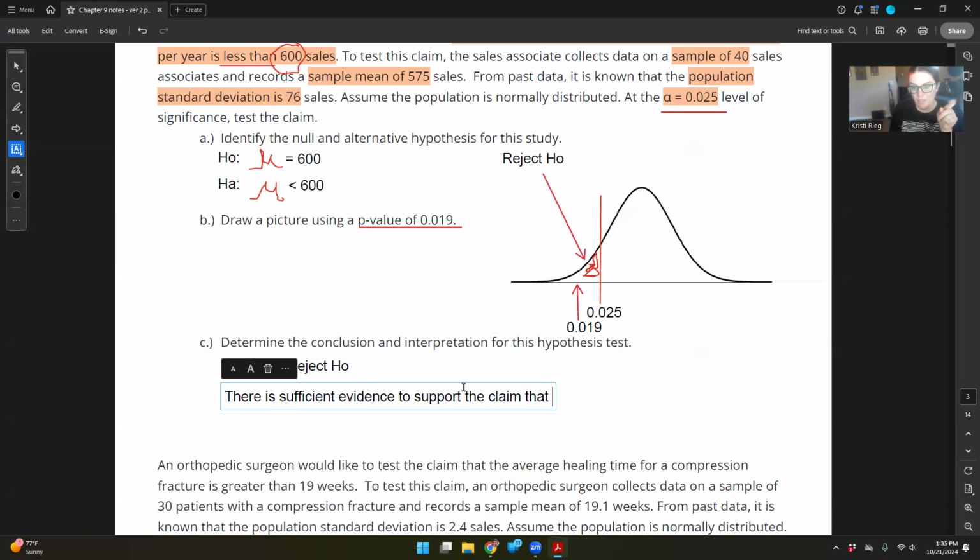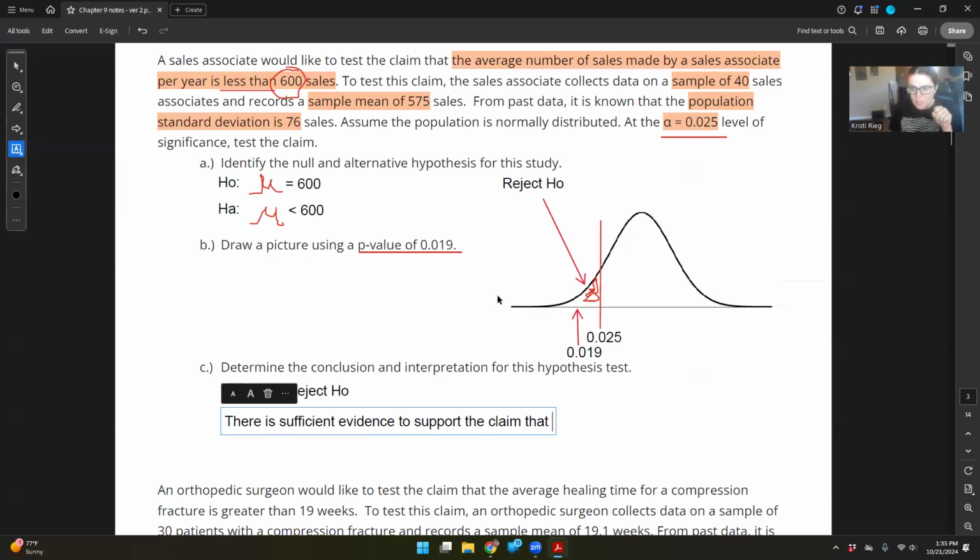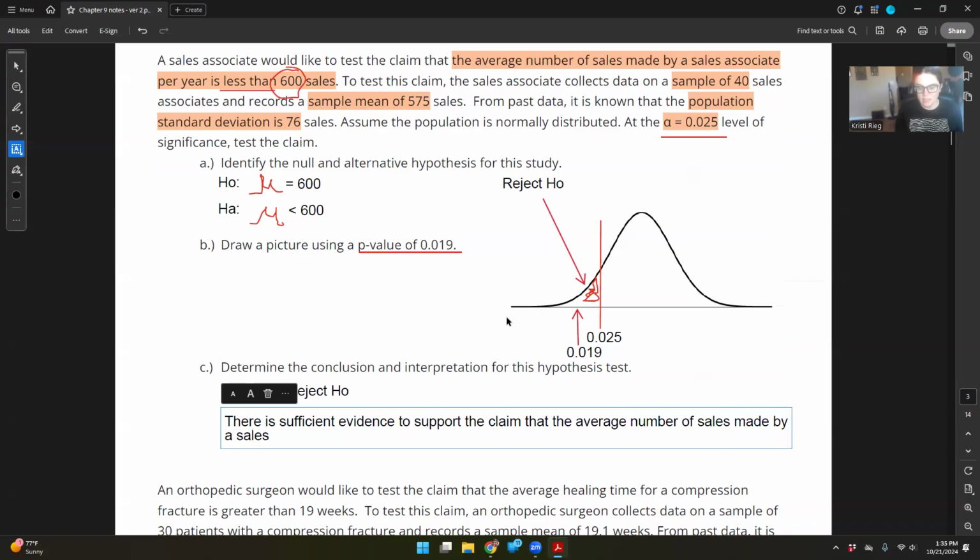So there is sufficient evidence to support the claim that, and let me scroll up a little more. The claim was, and I highlighted it there at the top, the average number of sales made by a sales associate per year is less than 600 sales. So we either have sufficient evidence to support the claim or there is not sufficient evidence to support the claim, and then we write out the claim.